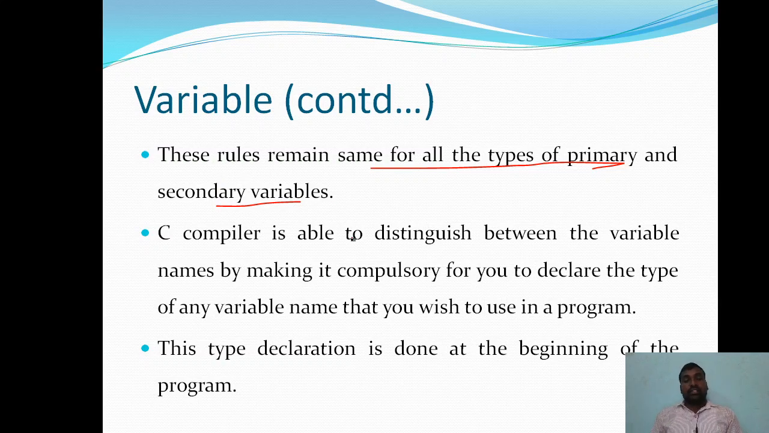Okay. Now, the C compiler is able to distinguish between the variable names by making it compulsory for you to declare the type of any variable name that you wish to use in the program.